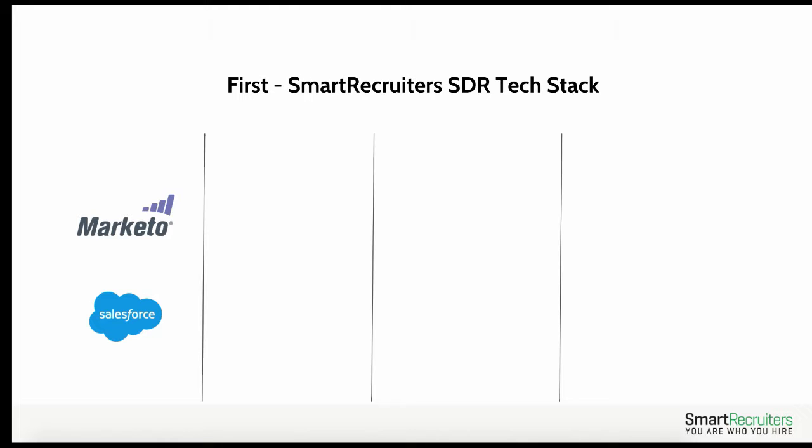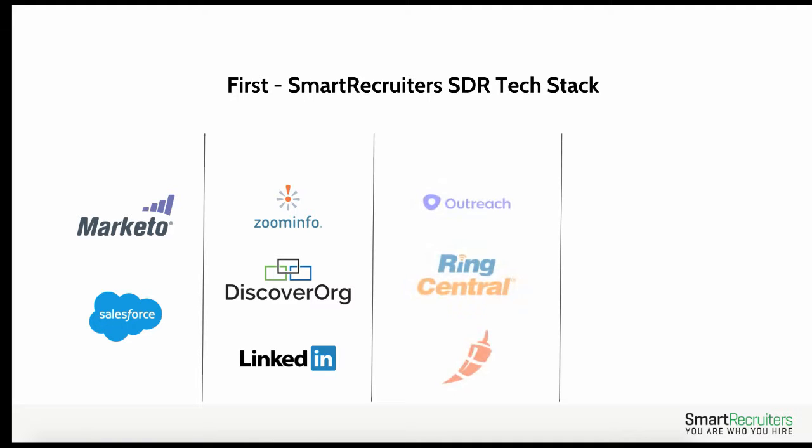So Marketo and Salesforce are sort of the top of our funnel. They are our source of truth for marketing and sales. When it comes to lead research, we use ZoomInfo, DiscoverOrg, and LinkedIn. We have a few other one-off tools, but these are the 3 big ones that we use. For actually reaching out to prospects, we use Outreach.io, RingCentral, and Chili Piper.